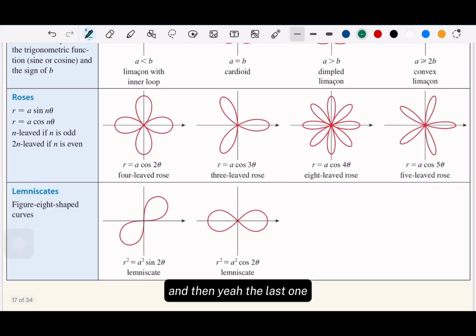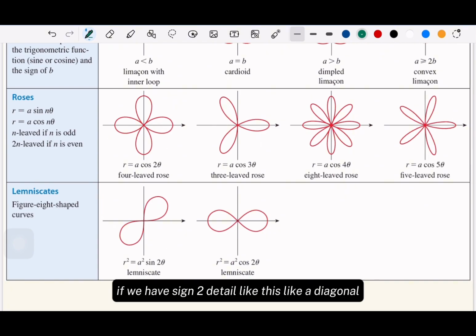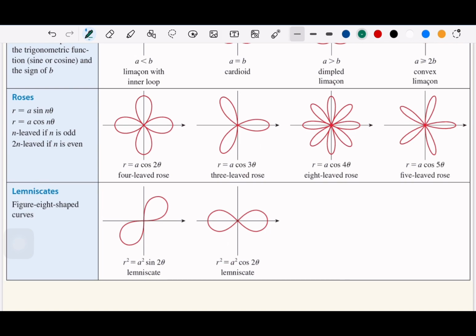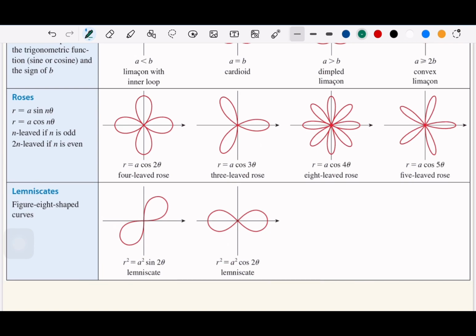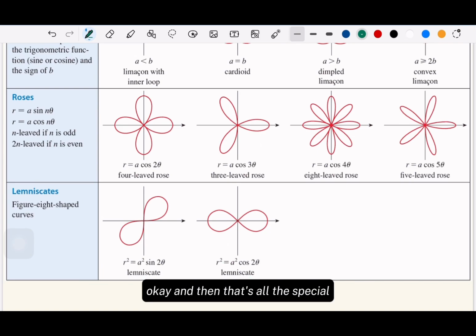And then the last one, we can have what we call the lemniscate. The lemniscate only has two forms. If we have sine 2 theta, it's like a diagonal. And if we have cosine 2 theta, we have something like the infinity symbol. We write the formula r squared equals a squared sine 2 theta. So we have r squared and a squared. That's all the special curves in polar.